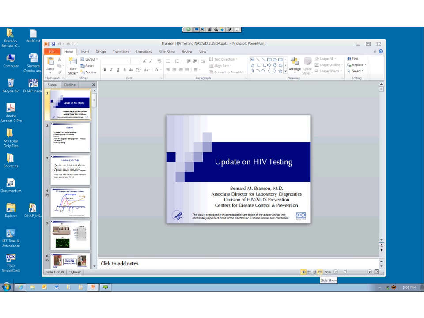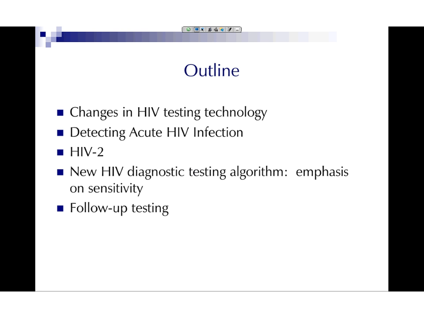The things I plan to talk about today are, first of all, changes in HIV testing technology, detecting acute HIV infection, a little tiny bit about HIV-2, and the new HIV diagnostic testing algorithm, which has an emphasis on sensitivity. Then I'll talk a little bit about follow-up testing and present the results of an old trial of the multiple rapid test algorithm, because that tends to come up a lot in people's minds.